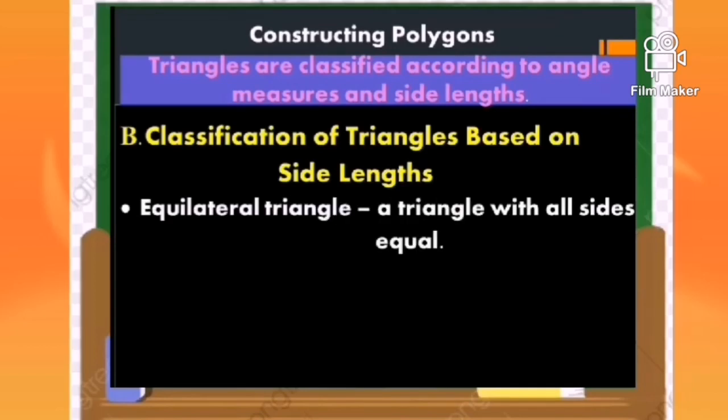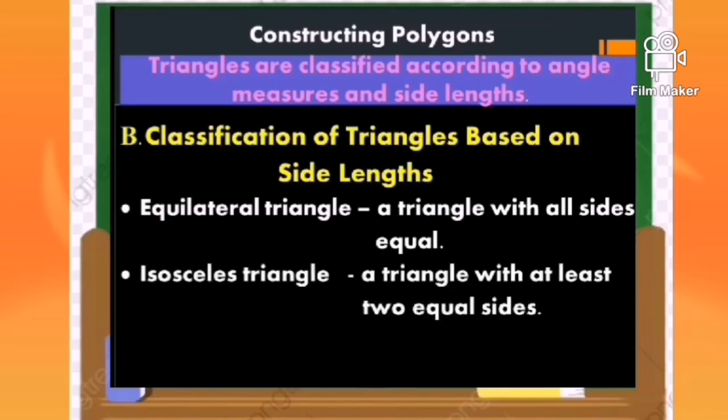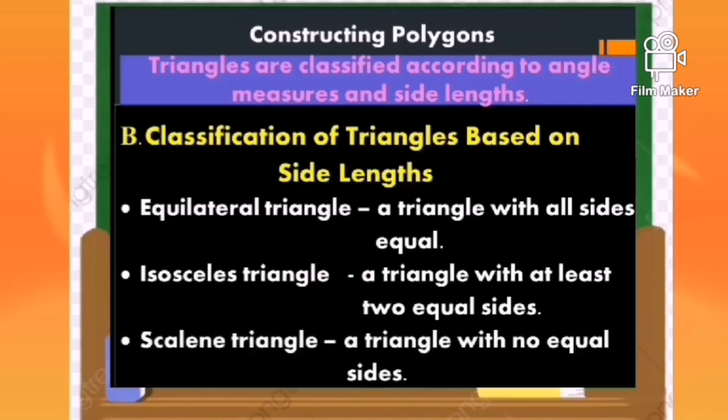So next, classification of triangles based on side lengths. First, we have equilateral triangle, a triangle with all sides equal. Next is an isosceles triangle, a triangle with at least two equal sides. And another one here is a scalene triangle, a triangle with no equal sides at all.